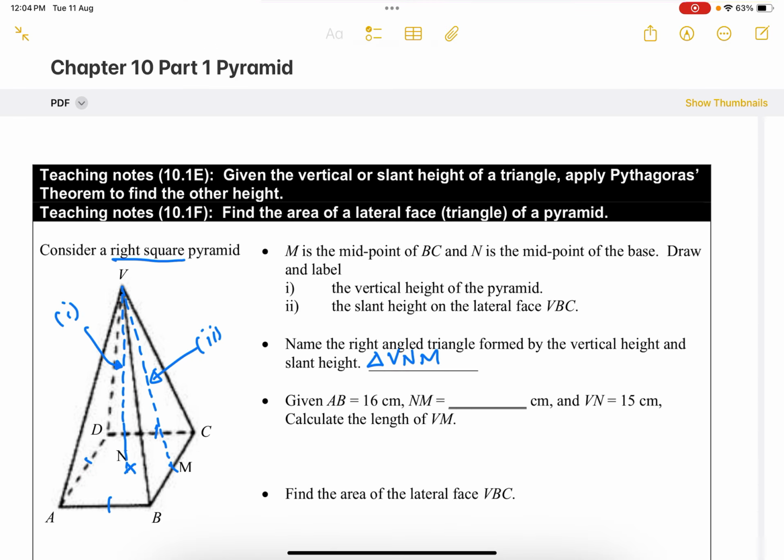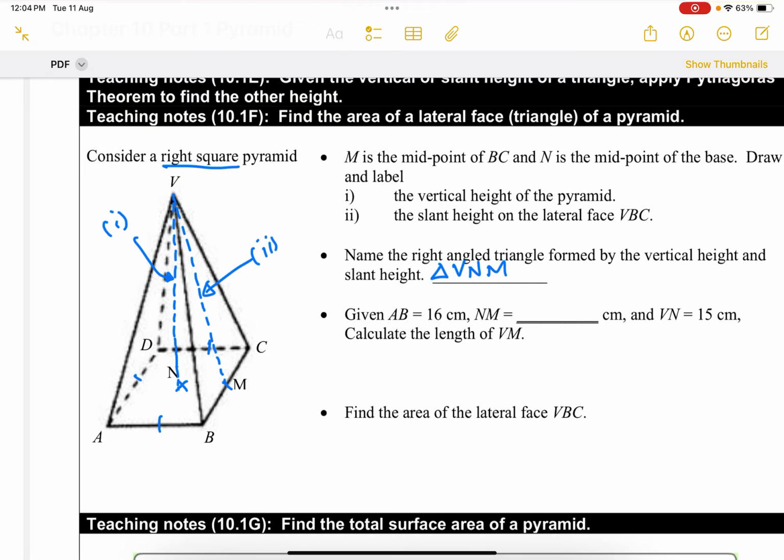Now they give us more information. AB is 16 cm. So the side of that square, 16 cm, half of it will be 8 cm. So that is our NM over here, 8 cm. VN, they provided, that's a vertical height 15 cm. And now they want the length of VM, which is our slant height.